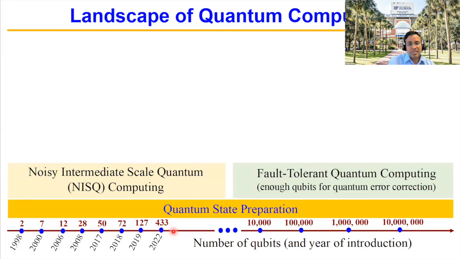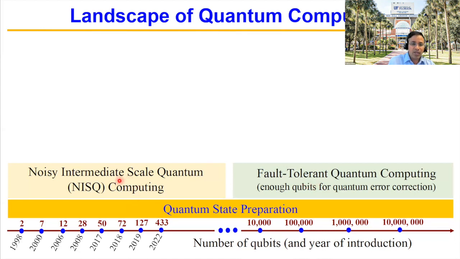But the noise is a serious problem. That's why today's quantum computers, we call them noisy intermediate scale quantum or NISQ computers, where we spend most of our energy dealing with noise. In the future, we don't know when the future is, at least I don't know, when you will have 10,000 or more qubits, then we will be able to do reliable computing where we'll have enough qubits to do quantum error correction, fault tolerant computing.